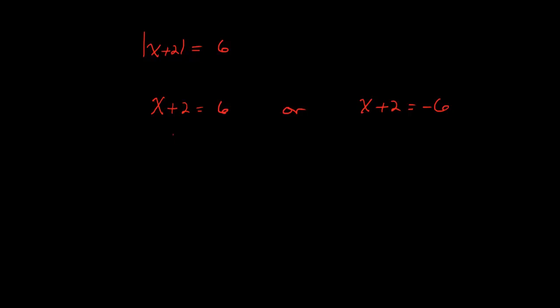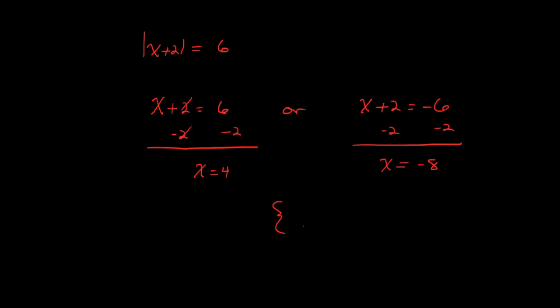So this implies that we can subtract 2 on both sides over here. So we get x equals positive 4, and we can subtract 2 on this equation, and we're going to get x equals negative 8. So we have two solutions here, and you're going to see the solutions often written as a set. So you can write them as {-8, 4}.